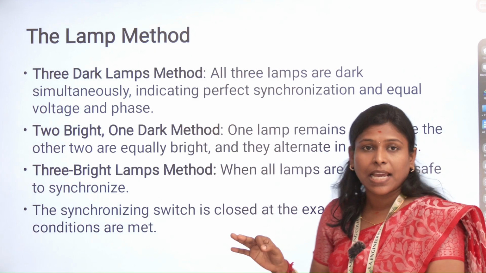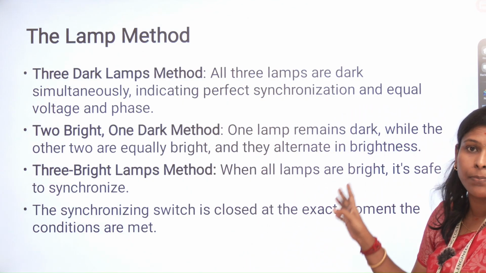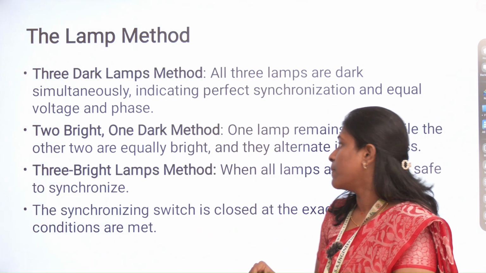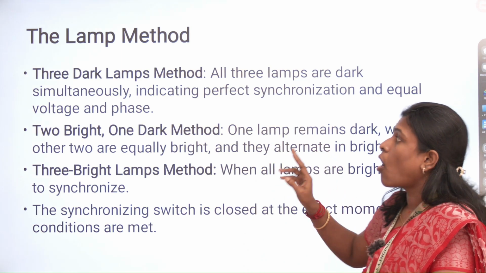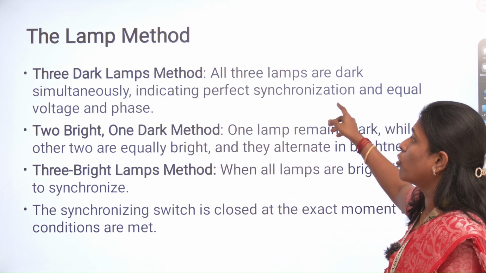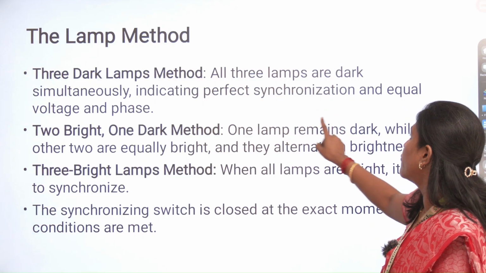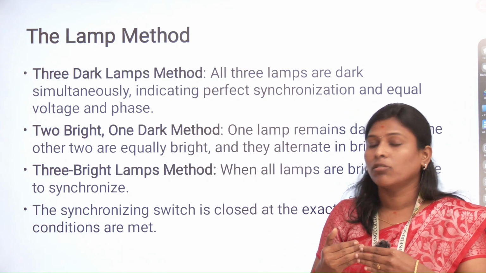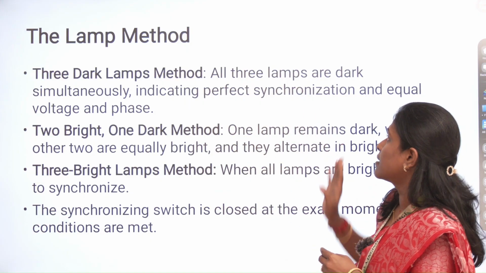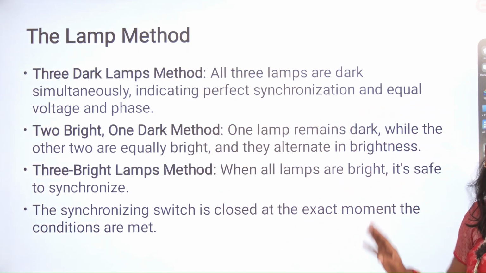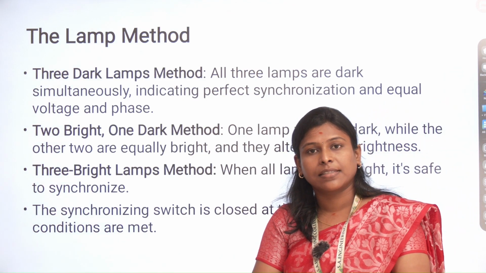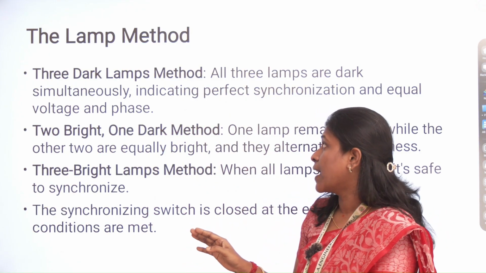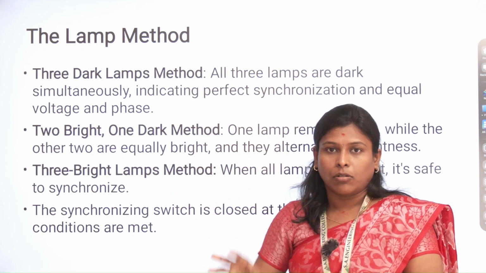There are 3 types in the lamp method. The first one is the 3 dark lamp method, the second one is the 2 bright and 1 dark method, and the third one is the 3 bright lamp method. In the 3 dark lamp method, all 3 lamps should go dark simultaneously, indicating perfect synchronization and equal voltage and phase. Only if the 3 lamps go dark simultaneously is it indicated that they are synchronized for perfect voltage and phase. That is, the voltage of the incoming alternator and the bus bar should be the same, and the phase of the alternator and the bus bar should be the same. Only at that time will the lamps go dark.